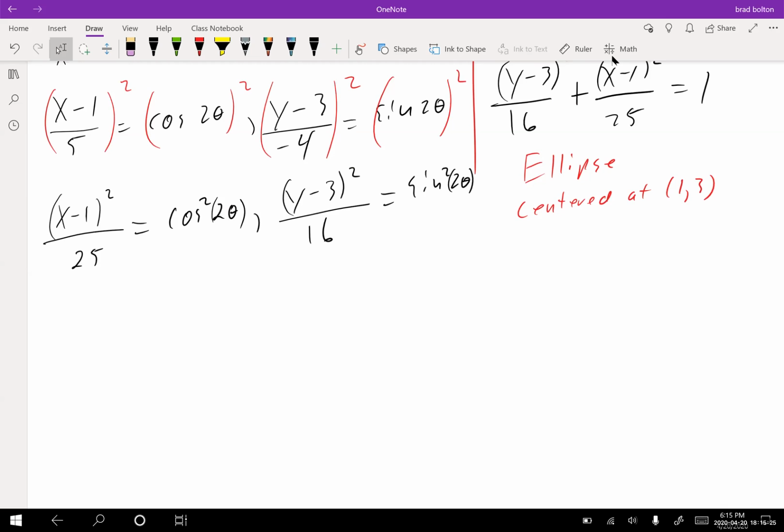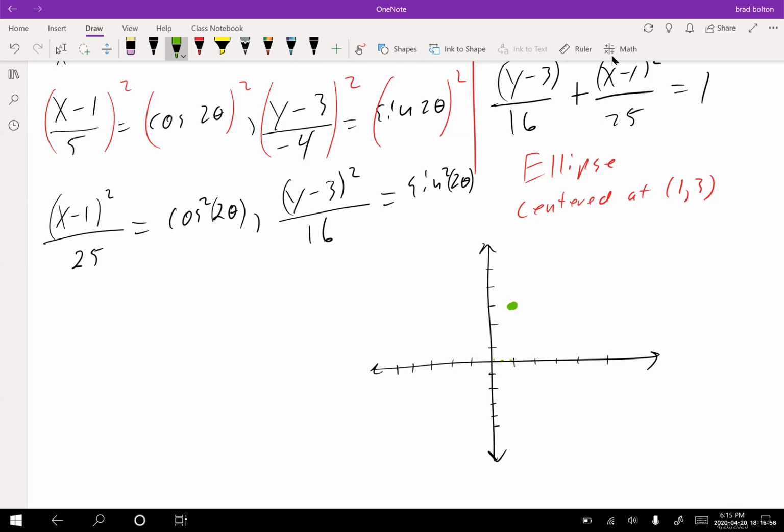So I'm going to come over to here and let's graph this guy real quick. Let's go 1, 2, 3, 4, 5. And we're going to obviously have to go a little bit further, but I just want to show you guys how to kind of set this up. So we go over 1 and up 3. So I'm going to go over 1 and up 3, and I'm going to put my center.